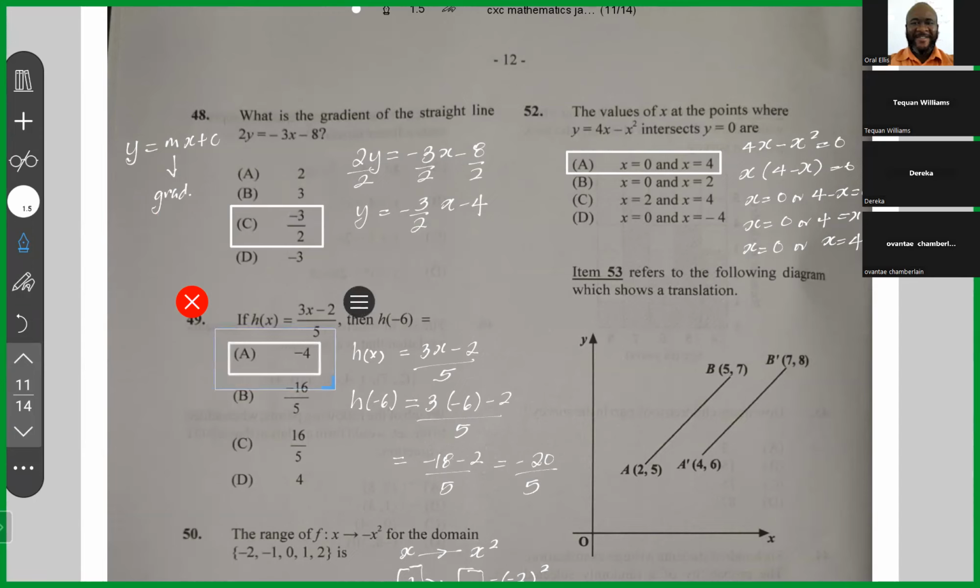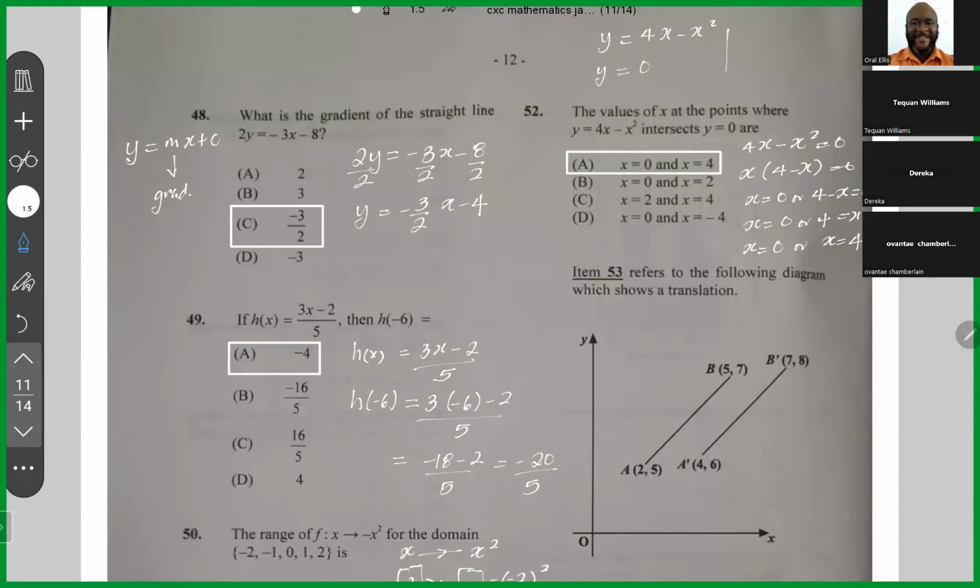Number 52 says: what value of x, the value of x at the point where y is equal to 4x minus x squared intersects y is equal to 0. Now, if you want to find out where two lines intersect, you need to solve them simultaneously. Where two lines intersect, we have y is equal to 4x minus x squared, and we have y is equal to 0.